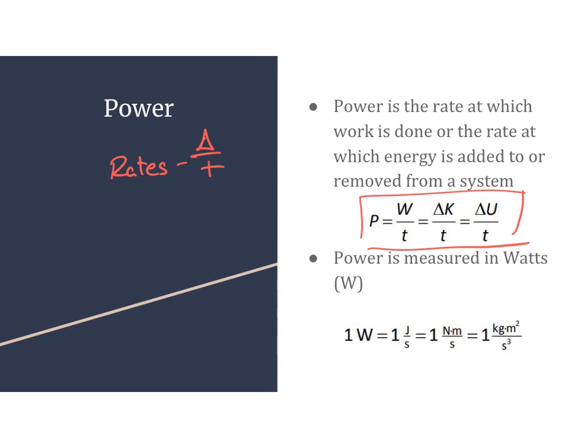And our units for power are the watts, where the symbol for a watt is a capital W. 1 watt is equal to 1 joule per second, which is equal to 1 Newton meter per second, which, if we really want to get down to the foundation, is 1 kilogram times meter squared per second cubed.